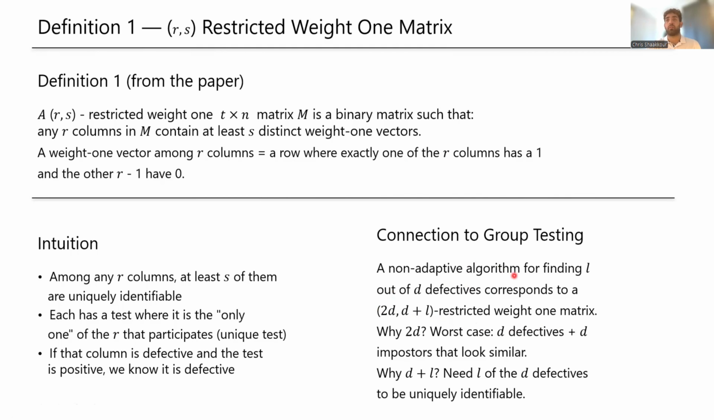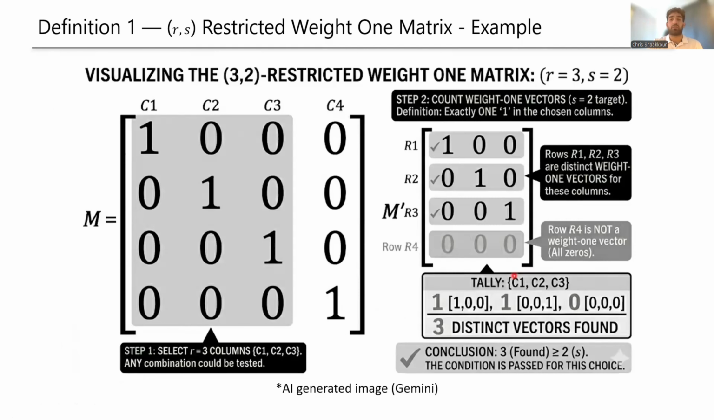The bounds that we are looking for. Let's see a more visual explanation about this. So if we take a matrix M and we want to see if this matrix corresponds to an RS restricted weight 1 matrix.